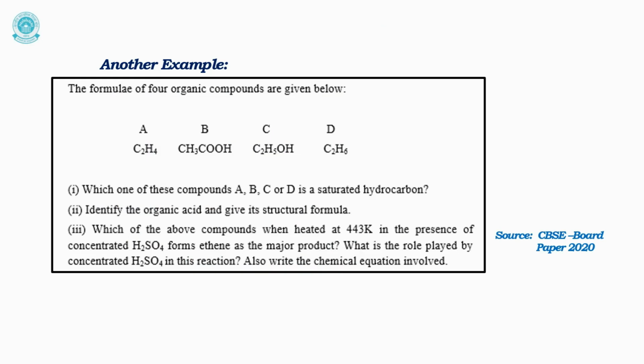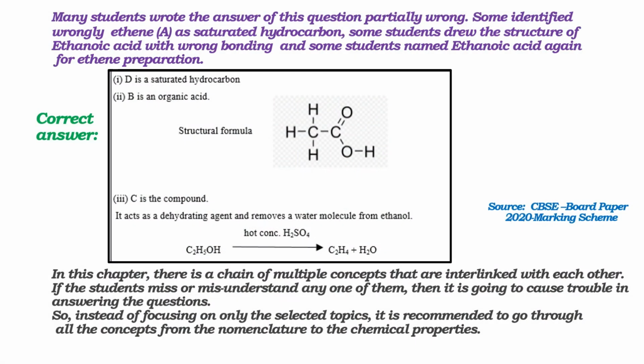Another question was taken from the board paper of 2020. The question asked to identify the saturated hydrocarbon, to identify the organic acid and give its structural formula, which of these compounds when heated at 443 Kelvin in the presence of concentrated sulfuric acid forms ethene as a major product, and what is the role played by concentrated sulfuric acid in the reaction. Many students wrote the answer to this question partially wrong.